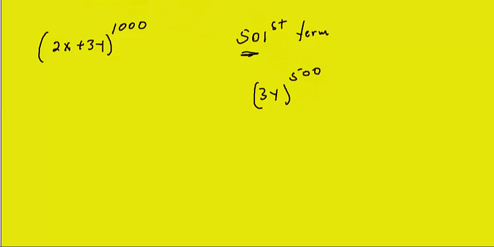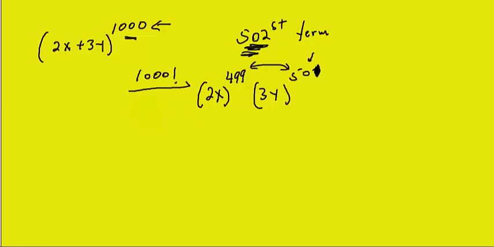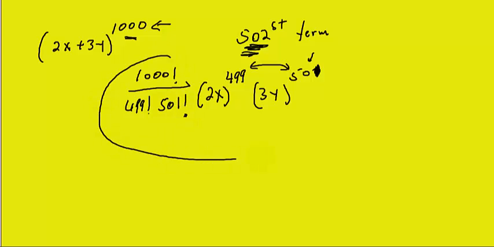Let's do the 502nd term. That means my 3y will have the 501st power, because wherever the term is, the power here will be 1 less. And I also know my 2x will have a power such that when I add these numbers, they add up to 1,000. That means 499 power. What about my coefficient? That's easy. I get 1,000 factorial on the top, because I'm raising to the 1,000 power. In the bottom, I get these two numbers, 499 factorial times 501 factorial. And that is the 502nd term of this binomial expansion.